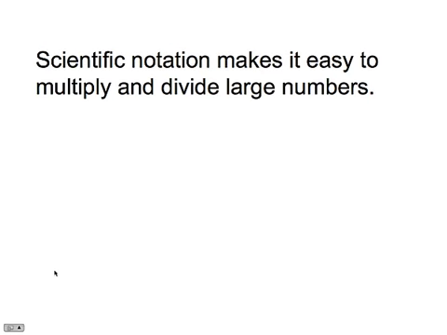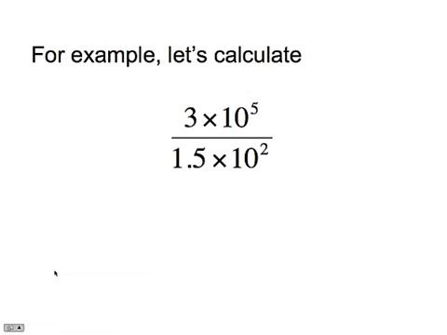Scientific notation makes it easy to multiply and divide large numbers. For example, let's calculate 3 times 10 to the 5th divided by 1.5 times 10 squared. First, divide the coefficients. 3 divided by 1.5 is equal to 2. Then divide the factors of 10.